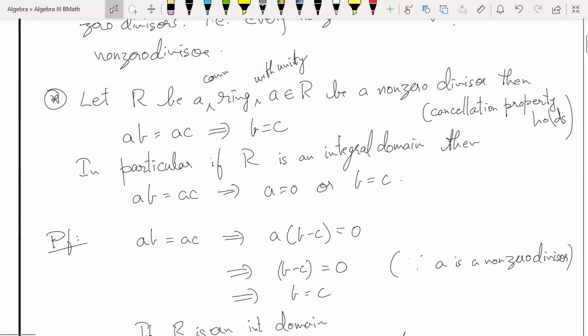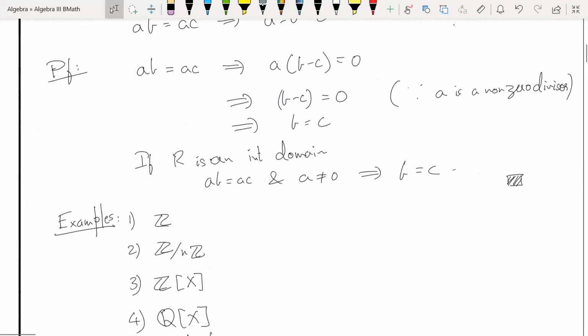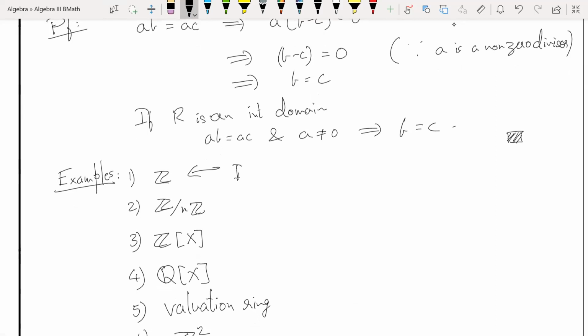Okay, so I've written down some examples. What do we know about Z? Z is a reduced ring, right? It's in fact an integral domain.